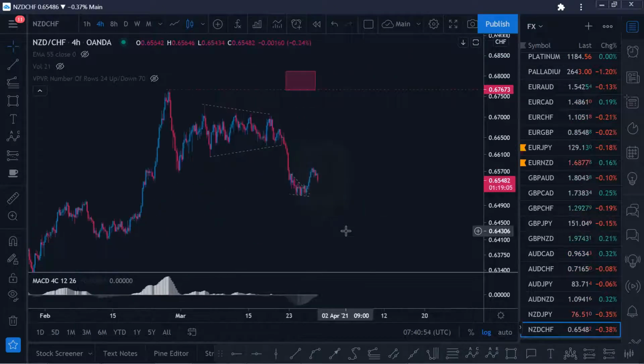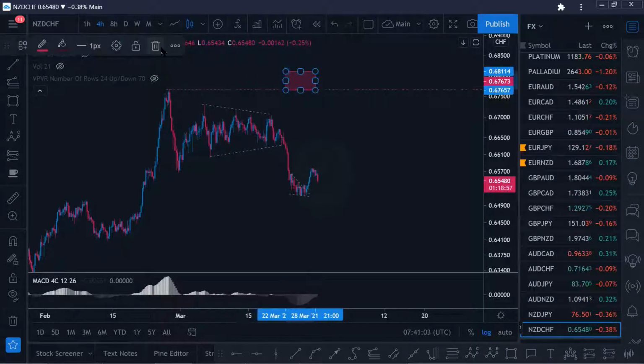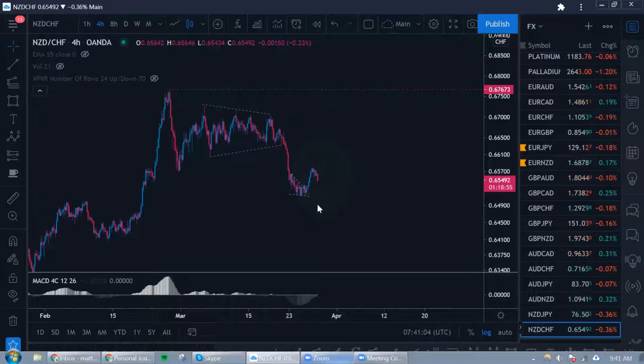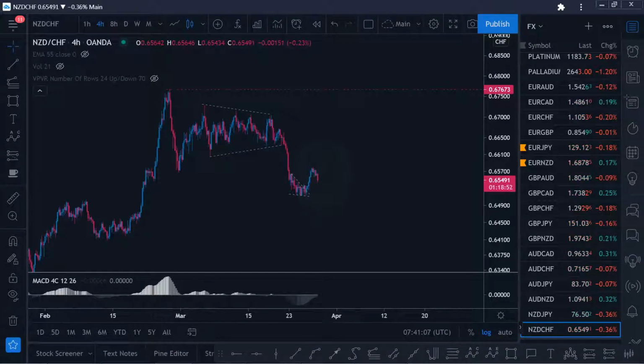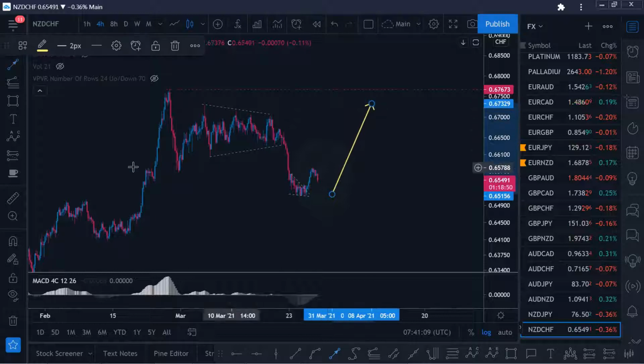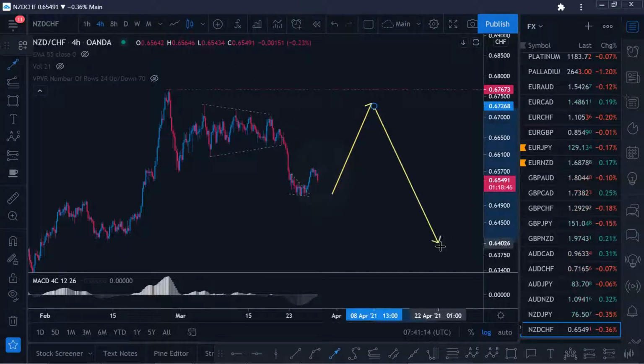Same in New Zealand dollar Swiss. I was looking for this to move to the upside, and all we saw was this fade to the downside. So it's very much along the lines of a lower momentum corrective structure. You could probably see a decent run up from here, but it seems to me this is very, very close to the top of a much bigger move to the downside.